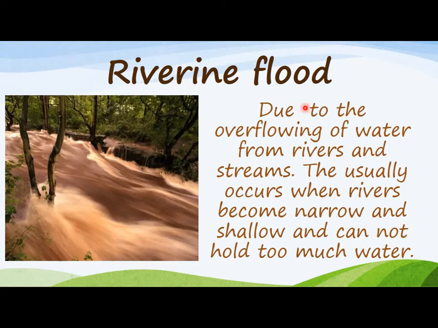So let's say for example, 'di ba sa Marikina, once na nag-overflow na itong Marikina River, syempre babahain na yung mga malapit na lugar, no? Now, it usually occurs kapag yung river ay nagiging narrow na at nagiging shallow, kasi hindi na niya kinakaya yung taas at dami ng tubig na umaagos doon sa isang river. Kaya nag-overflow siya, no? Next.